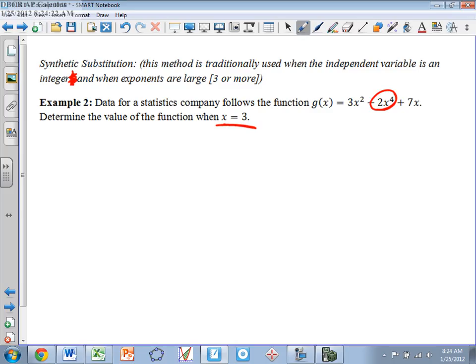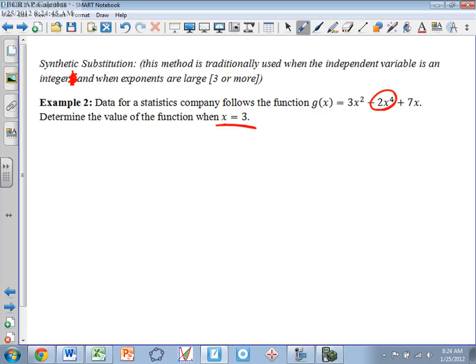So, data for a statistics company follows the function g of x equals 3x squared minus 2x to the 4th plus 7x. Determine the value of the function when x equals 3. So again, you can just plug in a 3 and get your answer.